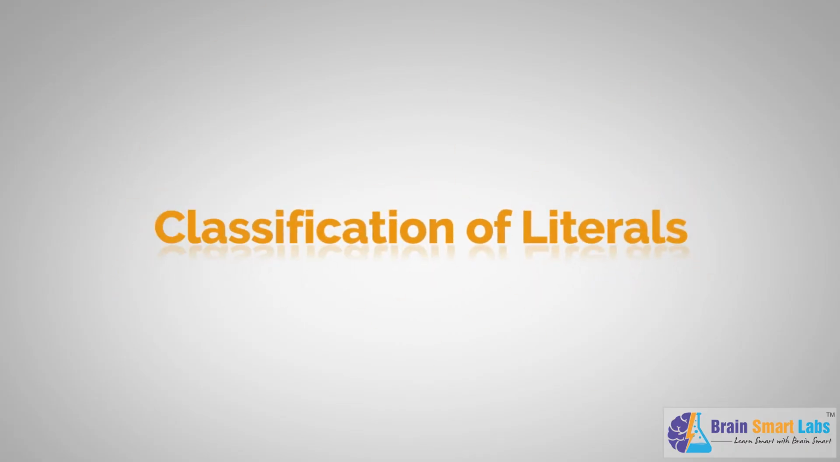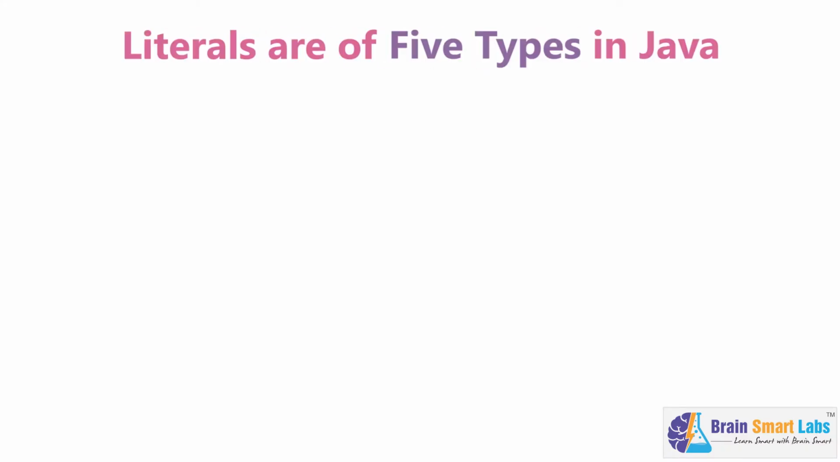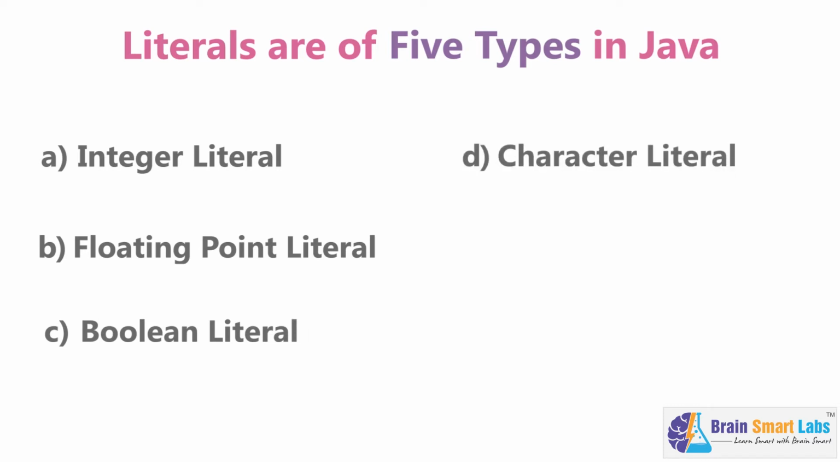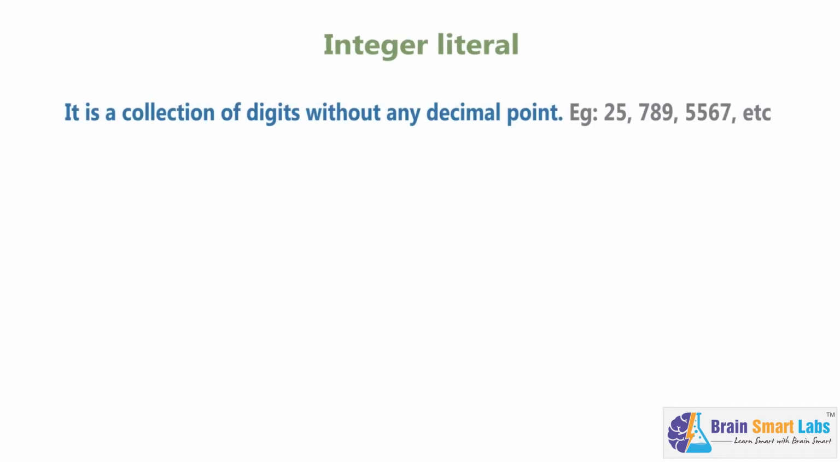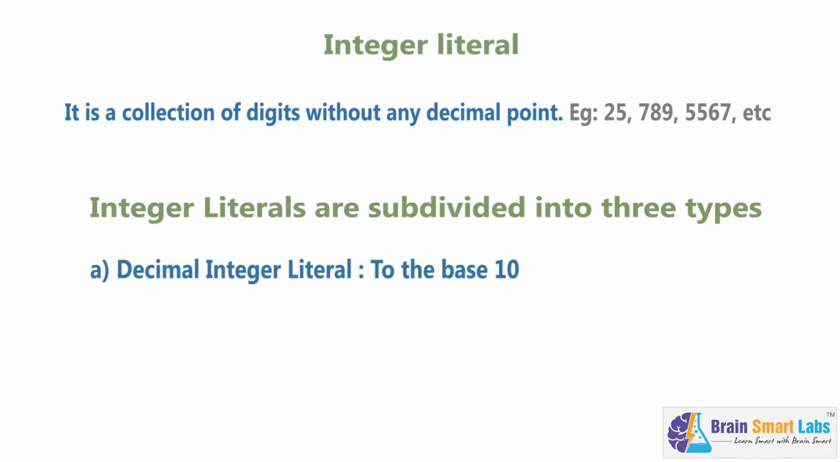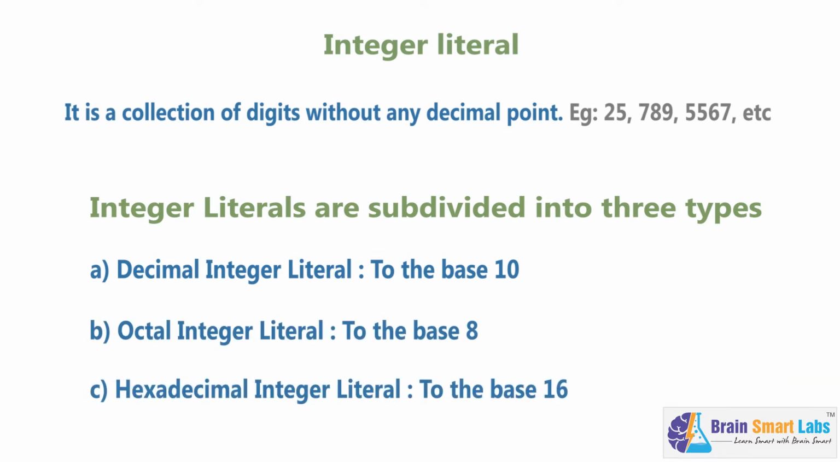Classification of literals. Literals are classified as 5 types in Java. That is A. Integer literal, B. Floating point literal, C. Boolean literal, D. Character literal, and E. String literal. An integer literal is a collection of digits without any decimal points. Integer literals are again subdivided into 3 types. That is decimal integer literal to the base 10, octal integer literal to the base 8, and hexadecimal integer literal to the base 16.